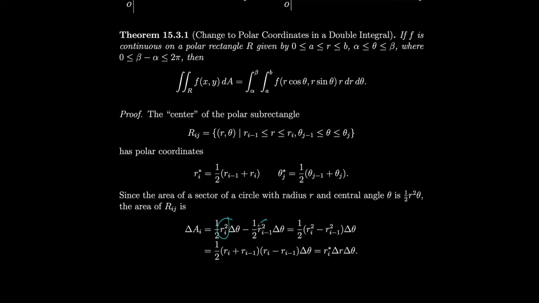r squared, we have a half. So what we could do is factor out the half, but then because we have two squares, we have a difference of squares. So that's ri plus ri minus 1 times ri minus ri minus 1. But half of ri plus ri minus 1 is ri star. And ri minus ri minus 1 is just the change in r, delta r. So this becomes ri star delta r delta theta.